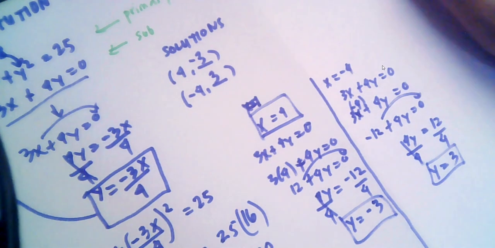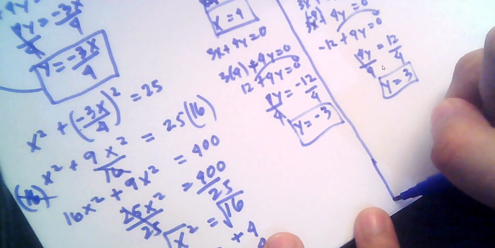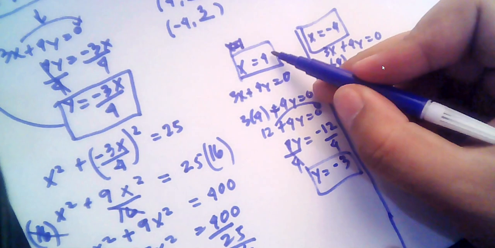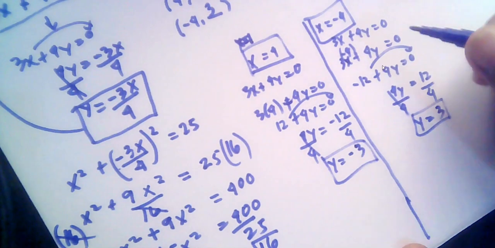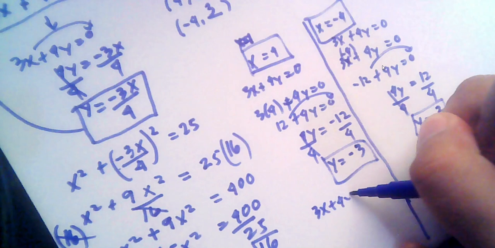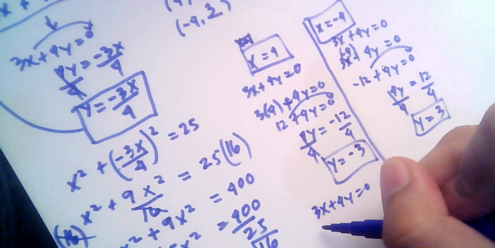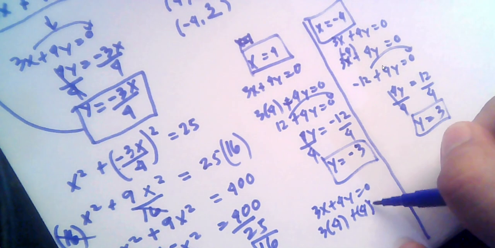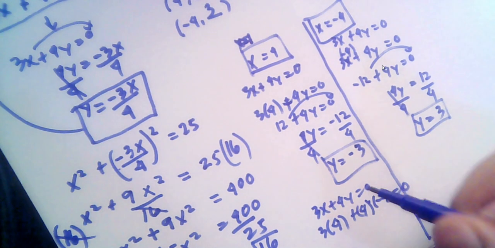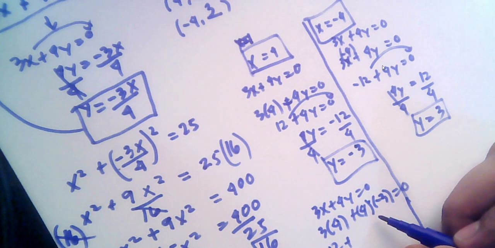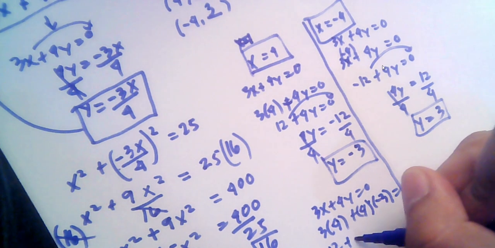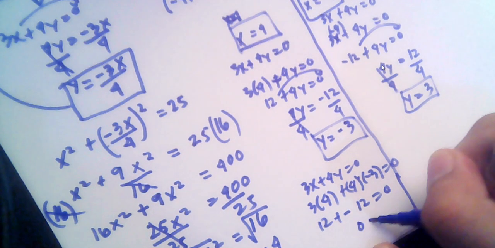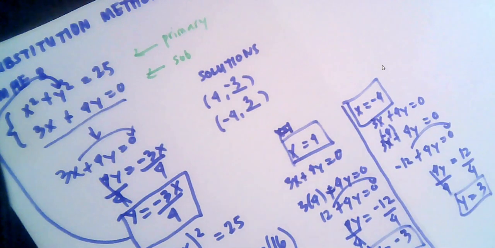Okay, just to check it, let us check 4 and 3, 4 and negative 3. Let us use the same 3x plus 4y is equal to 0. 3 times the x, which is 4, plus 4 times negative 3 equals 0. 3 times 4 is 12, 4 times negative 3 is negative 12, so 12 minus 12 is 0, equals 0. Check. This is a solution.